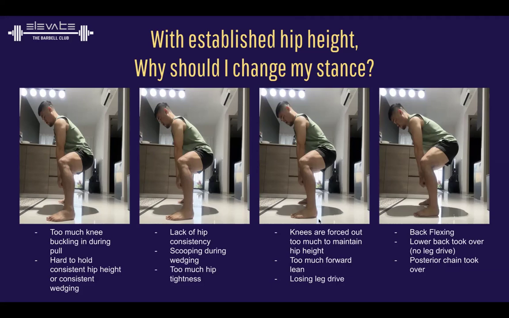I try to widen up the stance. And if I still don't dare to widen up the stance somewhere in the mid stance, when I wedge in, in order to compensate and not go into that forward lean position, I must drive my knees out a lot. So if I force my knees out too much to try and maintain the similar hip height, I will just effectively be scooping.